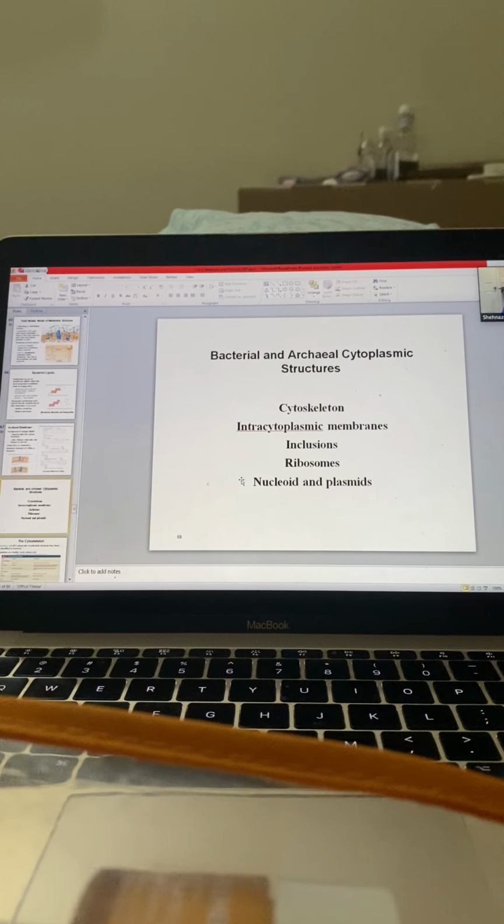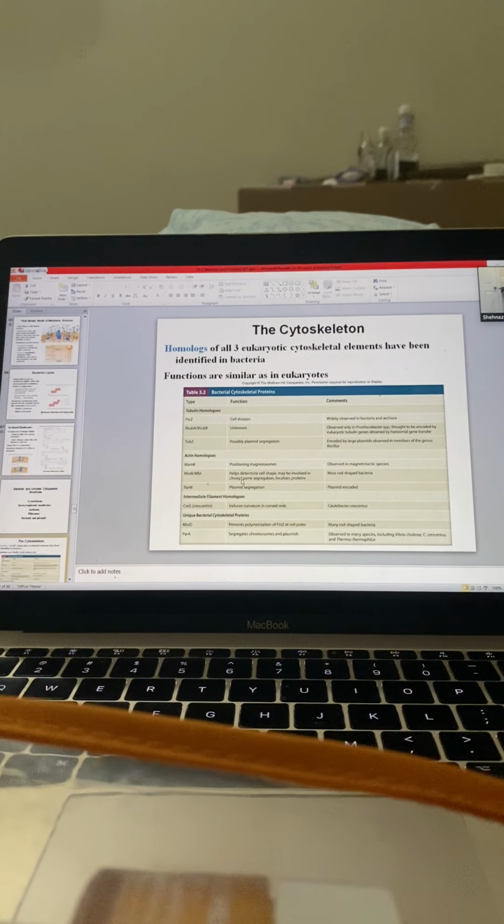So we talk a little bit about the cytoskeleton. We know that commonly your eukaryotic cells have 3 major cytoskeletal elements, which we call tubulin, actin, and intermediate filament. So these terms are used for eukaryotic cytoskeletal elements. Tubulin is a protein, actin is also a protein, and then your intermediate filament. So these are found in eukaryotic cells.